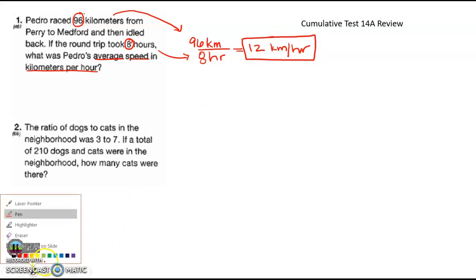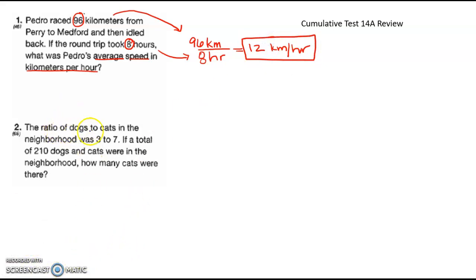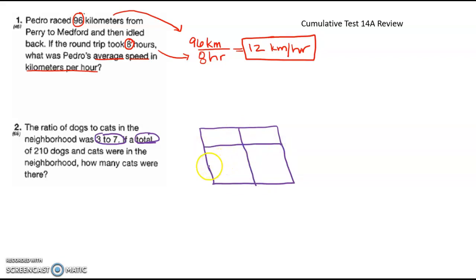Let me change colors. All right, the ratio of dogs to cats in the neighborhood was 3 to 7. If a total of 210 dogs and cats were in the neighborhood, how many cats were there? So this tells us that we need a ratio box with a total, okay? My ratio box looks more like a parallelogram, but that's okay. So we have dogs, cats, and total. Dogs, cats, total. I have ratio and actual.